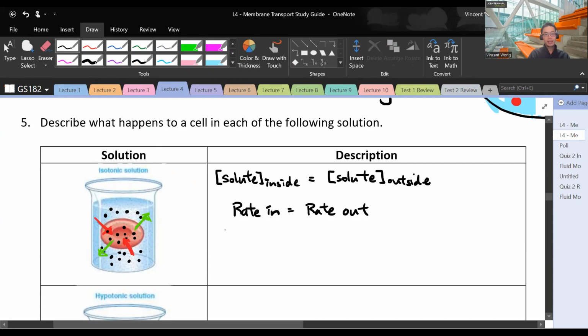Okay, and in this case, there is no change, no net water movement. Okay, no change in cell shape.